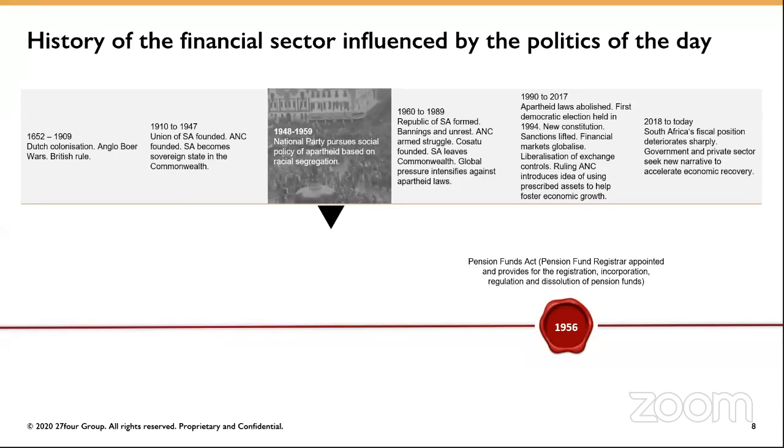If we move on then to the worst part of our history, which is really the National Party's policy of apartheid and racial segregation. But what was also important of that period, and an act that has gone through several iterations, was the formalized structure of the pensions industry, when we saw that a registrar for the pension fund industry was appointed. The institutional and regulatory framework for the sector was put in place.